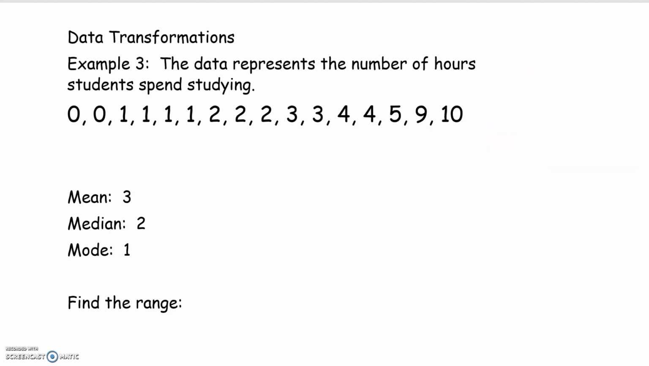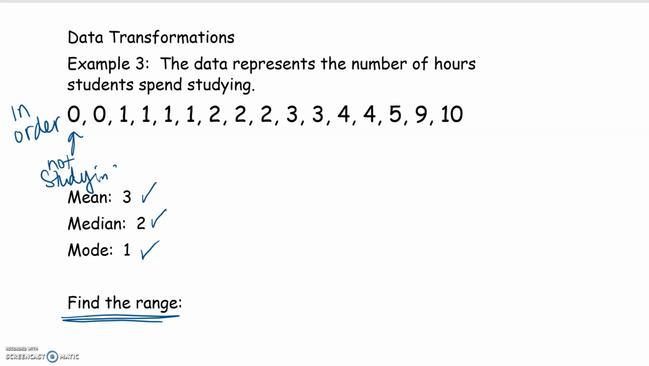Okay, example 3, data transformation. So the data represents the number of hours students spend studying. What we want to do is just identify our range. We already know the mean, median, and mode that's found. These are also in order already. It goes from 0 to 10. So these are people studying none, no hours. These are people studying 10 hours.